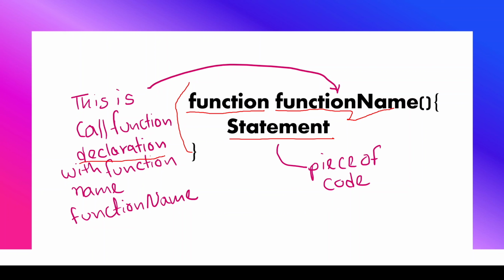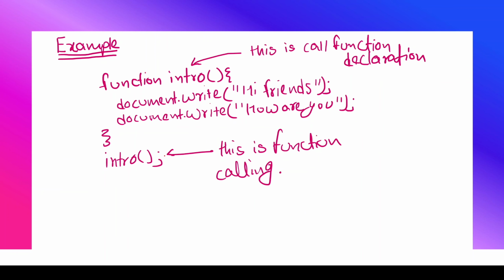Function declaration. For example, we have an intro name function, and it writes, hi friend, how are you? And this is the function definition. After that, if we just define it and do not use it, then it will not print anything. For that we have to call the function. We write the name, then round braces, and we call the function with the function name. This is called calling a function. This is declaring a function. This is calling a function.